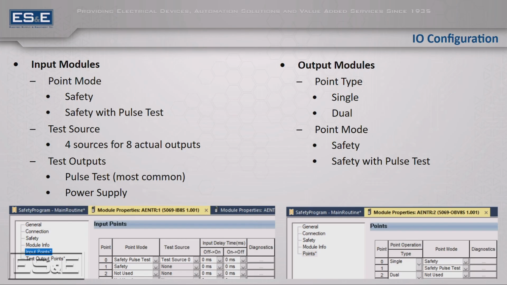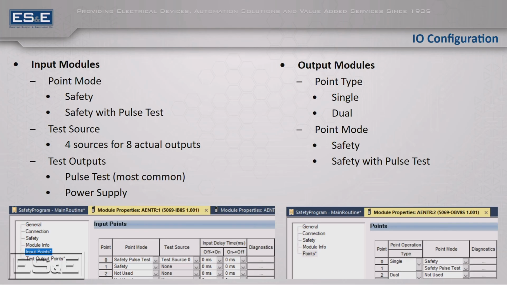If you are working with the pulse test, there is one key thing to point out. There are only four test sources to provide that pulse test. But there are actually eight outputs on your card. That is designed so that one test source will check two channels. So you can assign one test source to two separate input points.